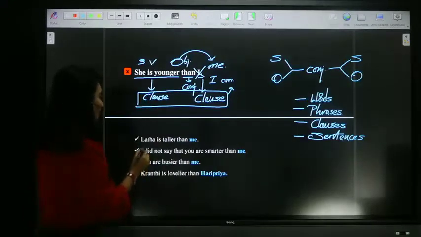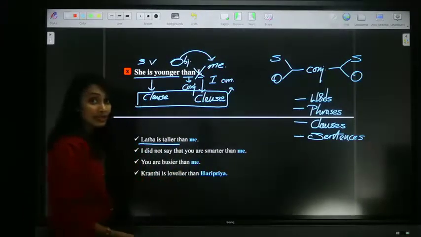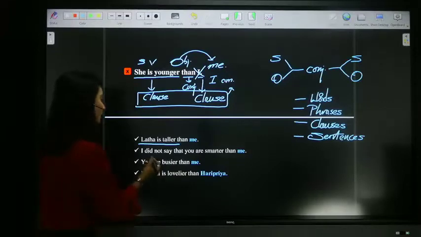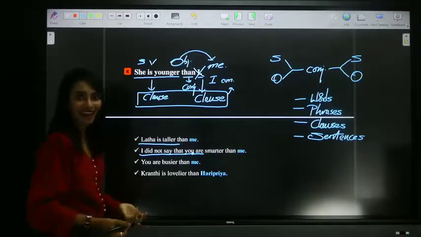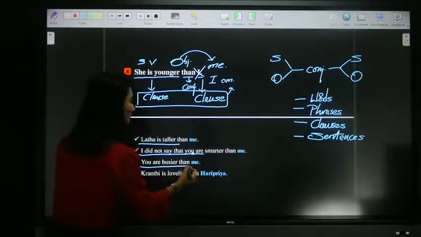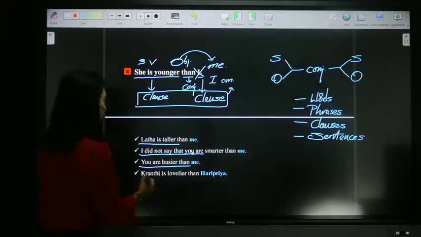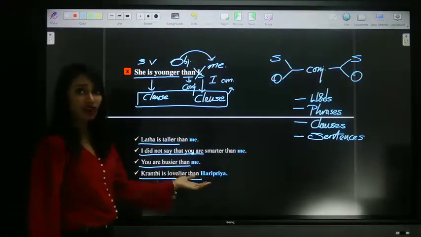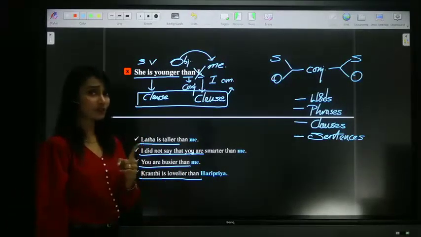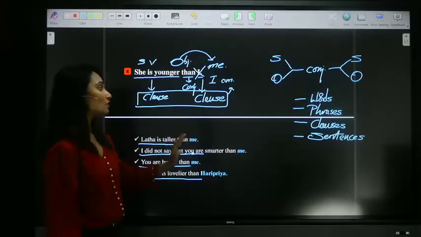Right? Look at this one. Lata is taller than me or I am. I did not say that you're smarter than me or I am. You are busier than me. Kranti is lovelier than Haripriya. Here we have used nouns, there is no problem. But only with pronouns you should know what to use when.